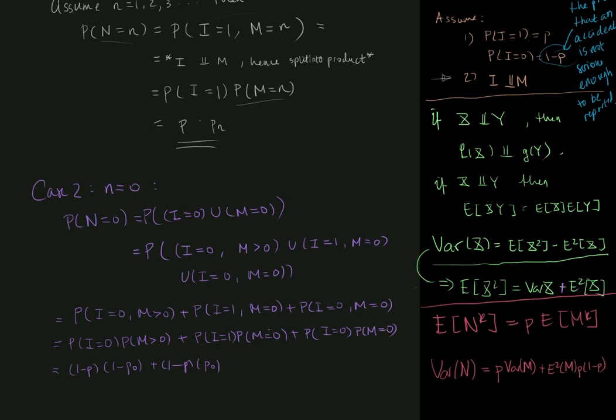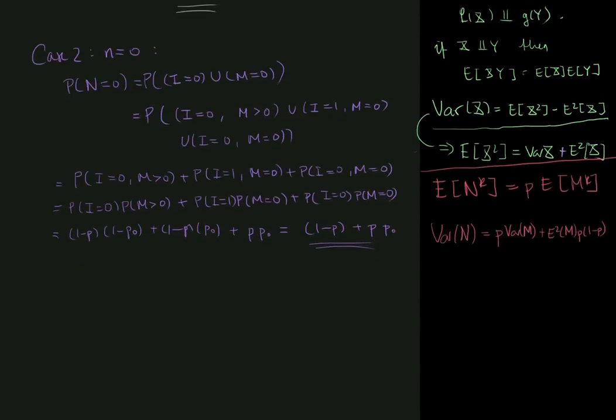Anyways, then I also have plus the probability that I is equal to 1, which is p, multiplied by the probability that m is equal to 0, which is p0. And this gives me 1 minus p plus p multiplied by p0. So the probability that n is equal to 0 is given by this, whereas the probability that n is equal to some other value than 0 is given by this.